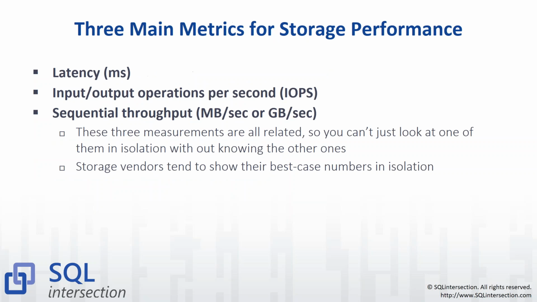So the 3 main metrics for storage performance are latency, which is typically measured in milliseconds with most storage, input-output operations per second, or IOPS, and then sequential throughput, which is typically measured in megabytes per second, or if you've got really good storage, gigabytes per second. And these are all related, so you can't just look at one of them in isolation without knowing what's going on with the other ones. And the storage vendors, especially the SAN vendors, like to show whichever one of these makes their system look the best.